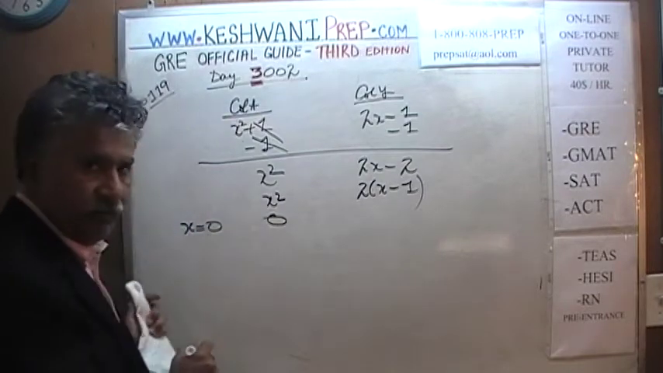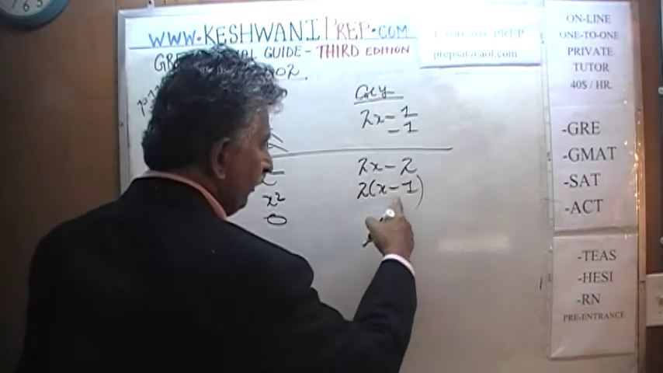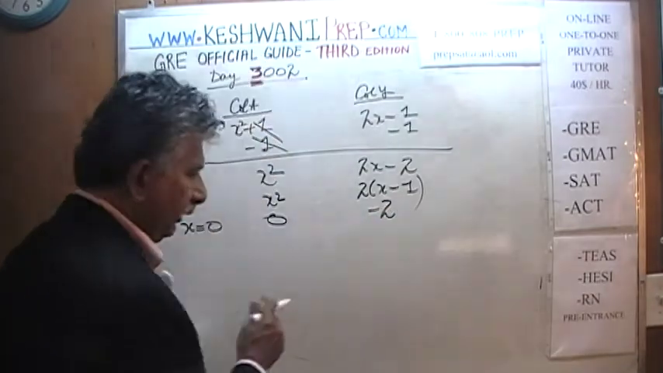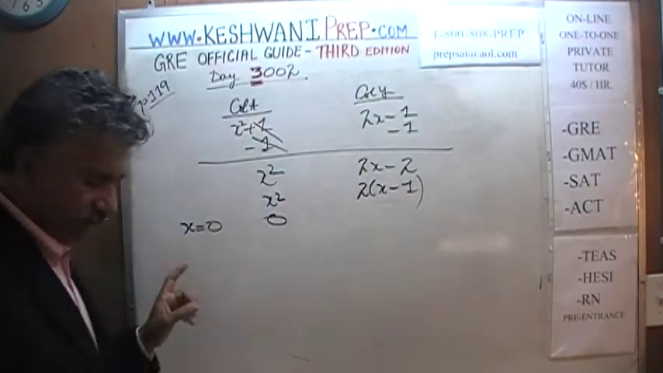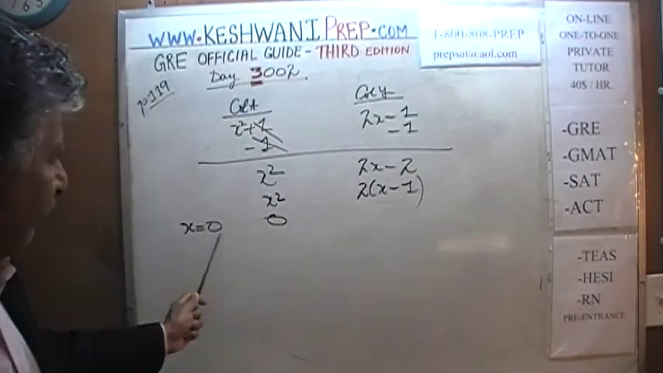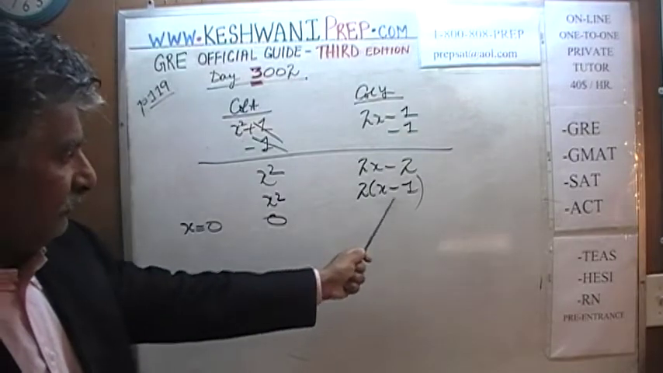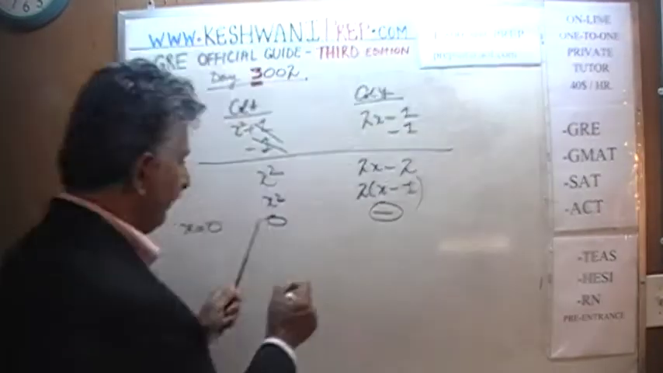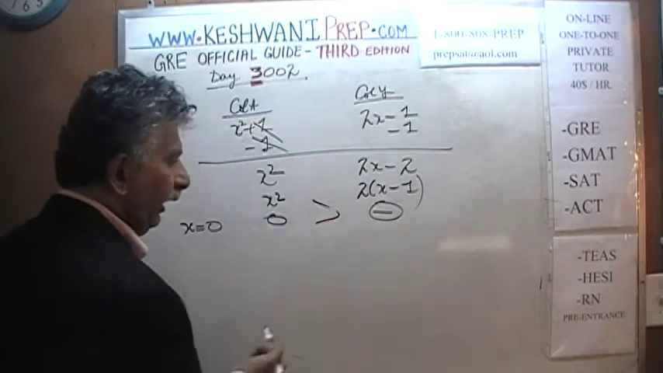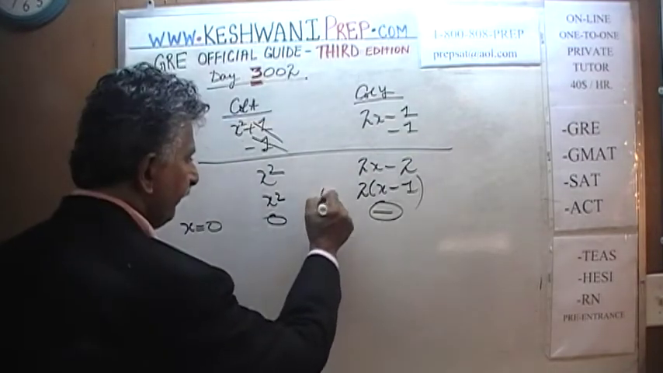When x is equal to 0, this column is going to be 0. This column is going to be 0 minus negative 1, which is going to be negative. Well, we don't have to do this much work. When we put in 0 here, this is a negative quantity. This is 0. The answer is A so far.